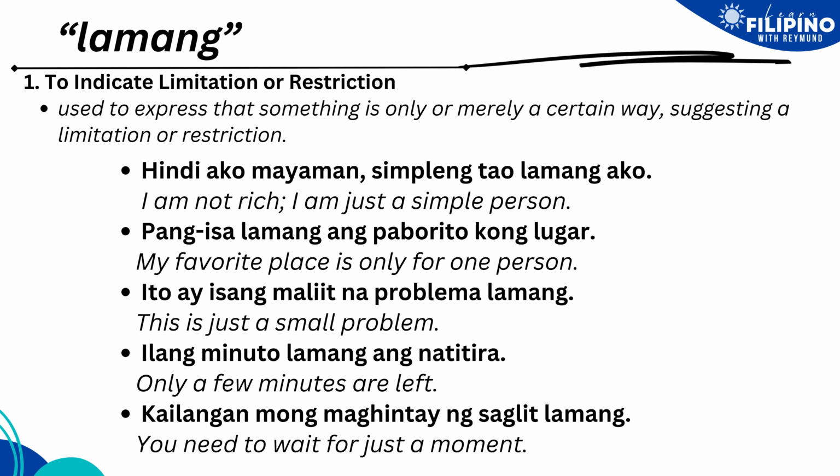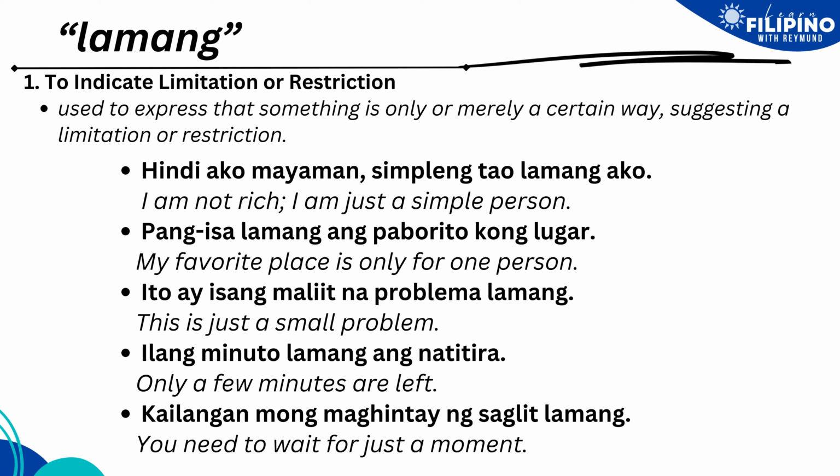Let us have the following example sentences for the first definition, which is to indicate limitation or restriction. Hindi ako mayaman, simpleng tao lamang ako. So I'm not rich, I'm just a simple person. When we say mayaman, that means rich. Hindi is not, so hindi ako mayaman, I'm not rich. Simple means simple, and then ako is I. So hindi ako mayaman, simpleng tao lamang ako.